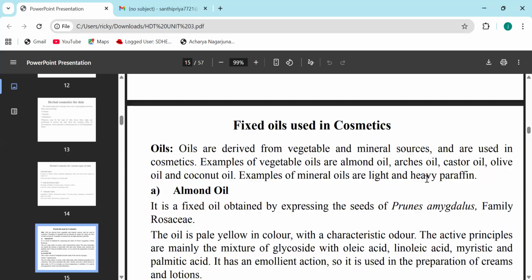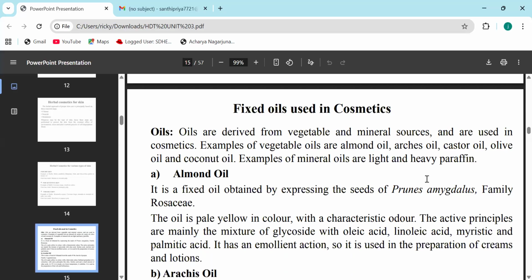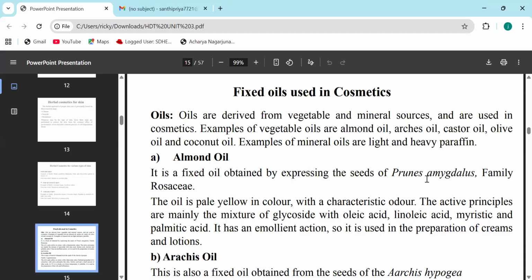First, almond oil. It is a fixed oil obtained by expressing the seeds of Prunus amygdalus, and it belongs to the family Rosaceae. This oil is pale yellow in color with a characteristic odor, and the active principles are mainly a mixture of glycosides of oleic acid, linoleic acid, myristic and palmitic acid. It has an emollient action. It is used in the preparation of creams and lotions.